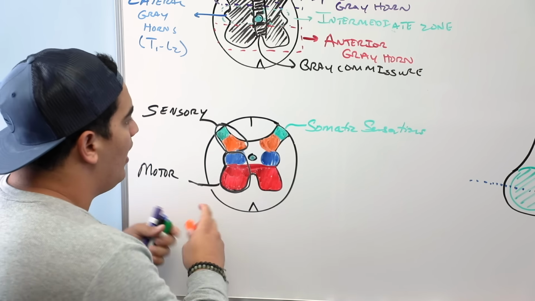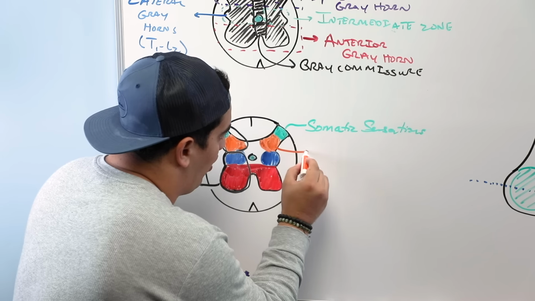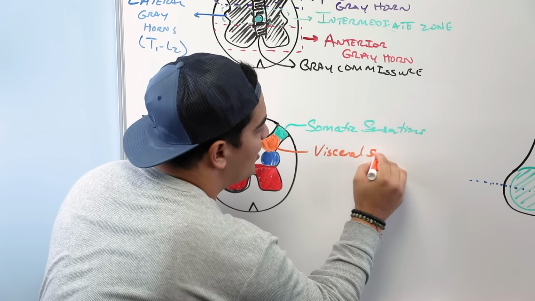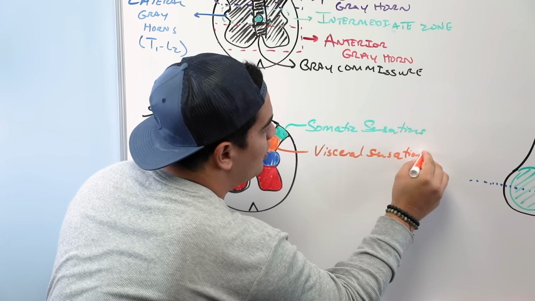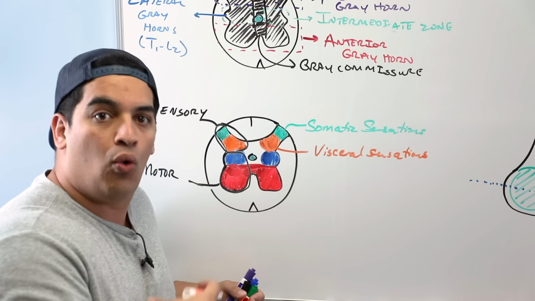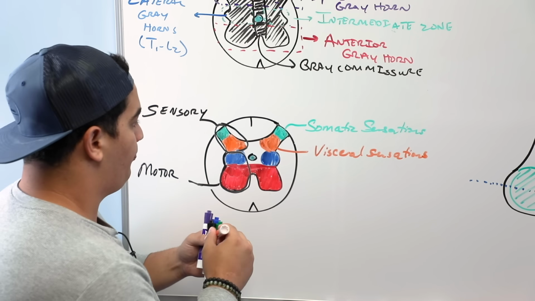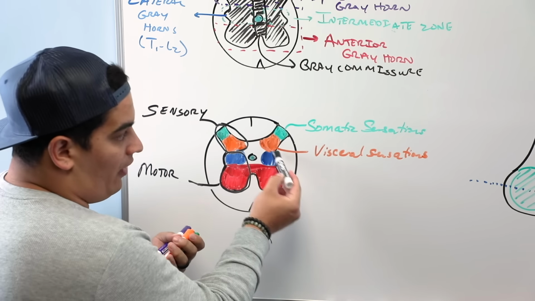Whereas other parts of your posterior horn are going to pick up what's called visceral sensations. What are visceral sensations? It's sensations which are coming from your internal organs, your heart, your lungs, your GI tract, things of that nature. Then we have that motor function, right?